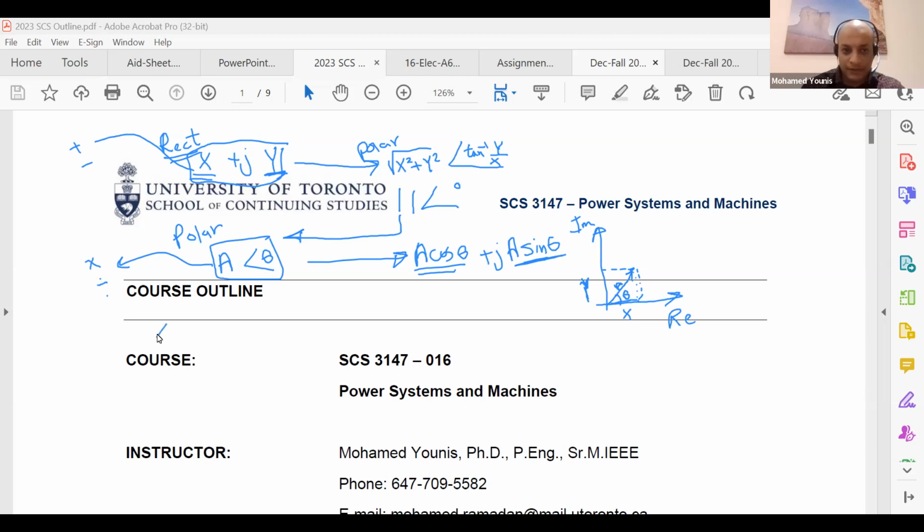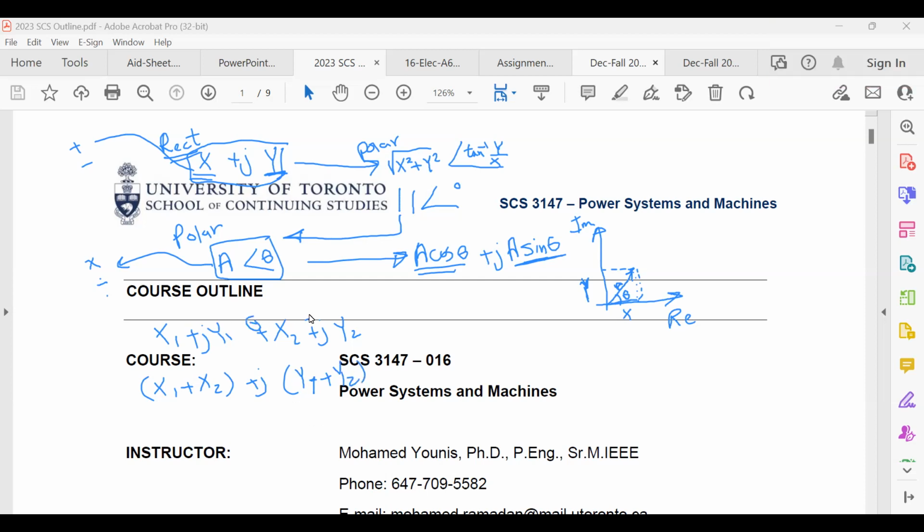And I provided one example. Let me repeat it. It's x1 plus jy1, and you want to add x2 plus jy2. Or of course subtract, it doesn't matter, add or subtract. So the total is you add the real plus the real, and then plus j, and you add the imaginary parts, y1 plus y2. If you have a negative sign, you can put the negative sign here.